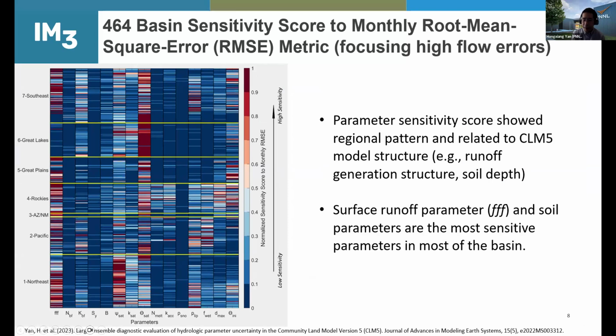In this picture, you can clearly see some regional patterns related to the model structure, such as the surface parameter, which is sensitive to high flow metrics in most regions, such as Northeast, Pacific, Rockies, and Great Plains too, but not in the Great Lakes or Midwest regions. Instead, soil porosity shows the highest sensitivity score in the Great Lakes region. And this can differ for different metrics.